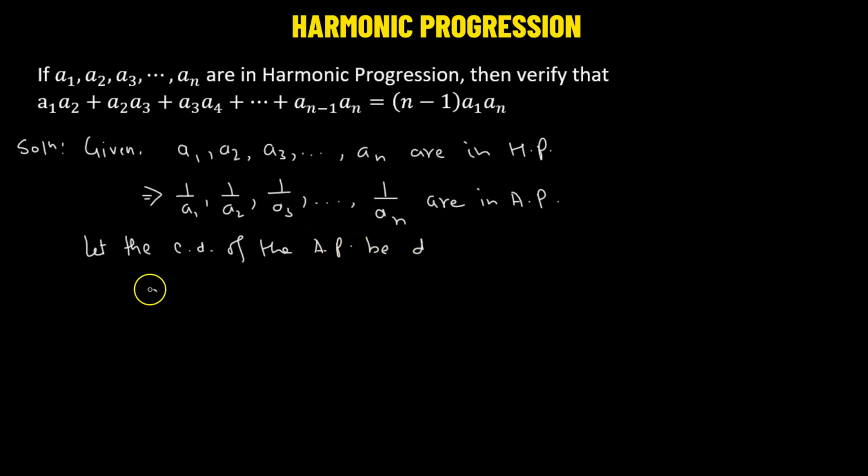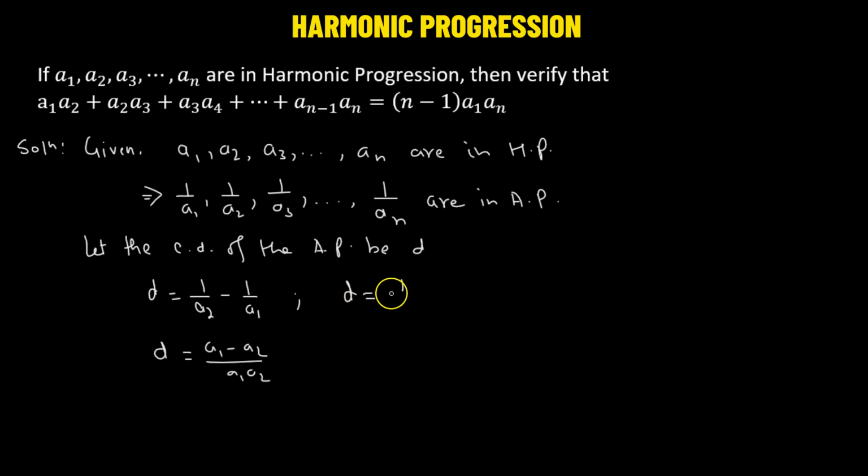So how do you find out D? To find out D, all we have to do is take the second term, which is 1 over A2, and from it subtract the first term. And then this is going to be A1 minus A2 divided by A1 times A2. So this is D. Similarly, we can also define the common difference. That's why it's called a common difference.